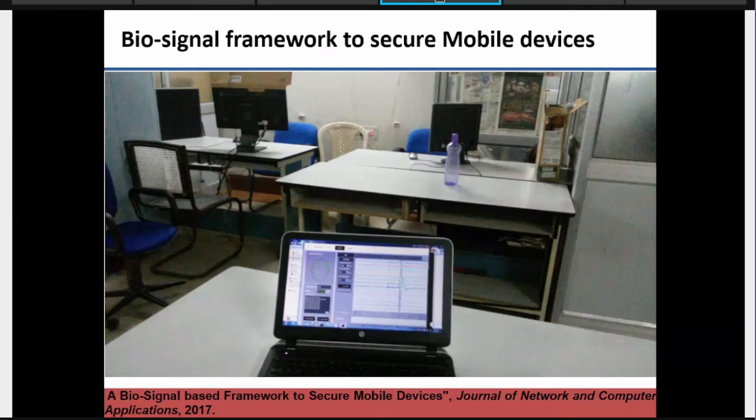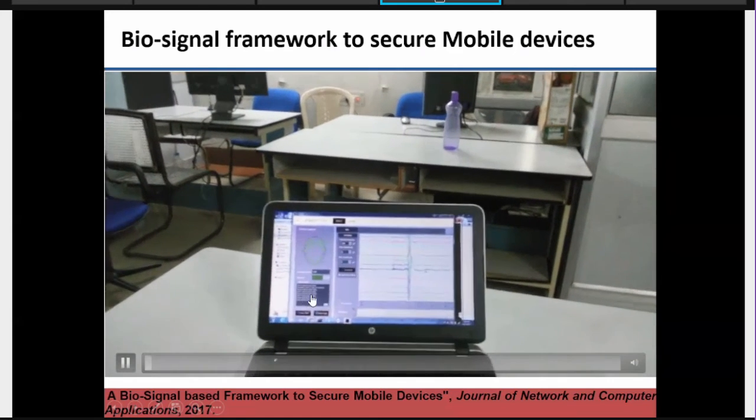For example, we have smartphones and sometimes we use patterns, like 1, 2, 3, 4, 5, 6, or someone presses an A or X pattern to open the mobile. If your colleagues or your students see those patterns, then they can also access the data on your mobile. So it is not secure. So we thought of using our EEG signals to secure this.